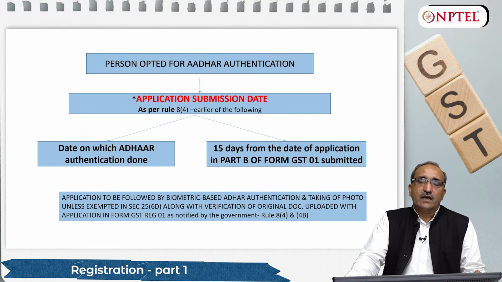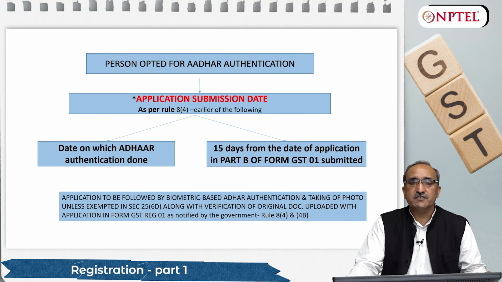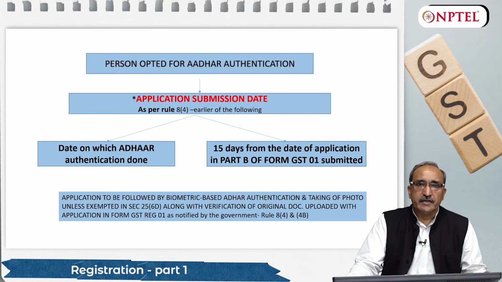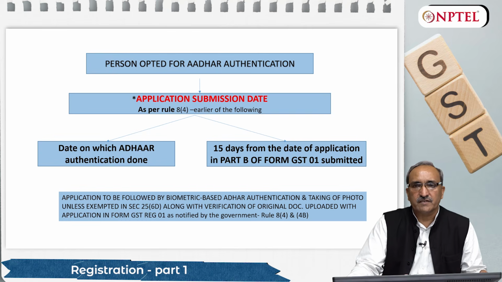The law says once your application is submitted, you will get registration within 7 days. And 7 days from which date? The law says if you are opting for Aadhaar authentication, then from the date on which the Aadhaar authentication is done, you will get registration within 7 days from that date. Otherwise, it may take more than 15 days.